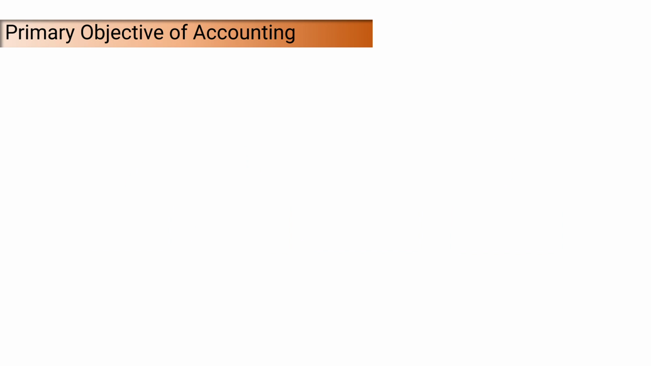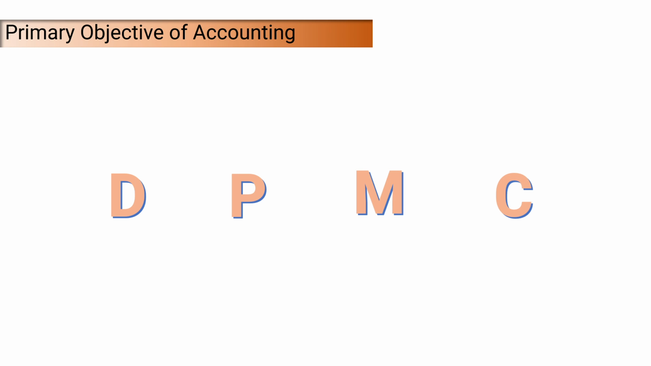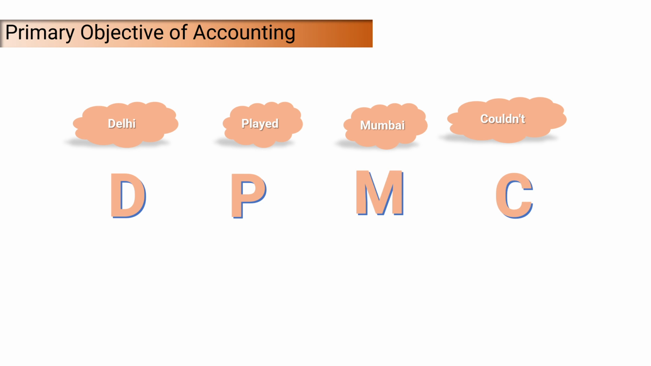Then what is the primary objective of accounting? Like, why do we do accounting? What is the necessity of accounting? I have told you about why we do accounting in the first introductory chapter in a very layman language. And this is what is actually the objective of accounting, as to why we do accounting in an accounting world. Which again means Delhi played, Mumbai could not.